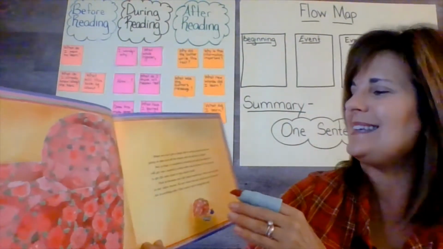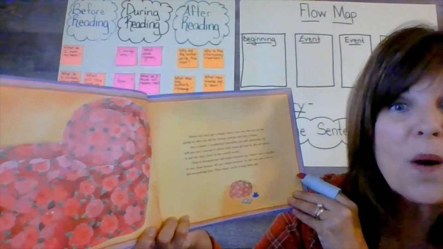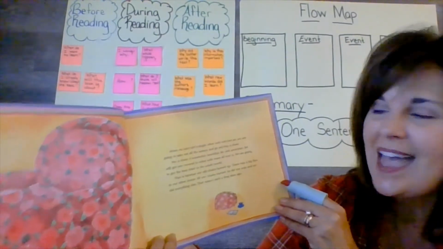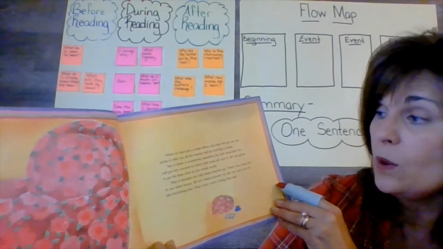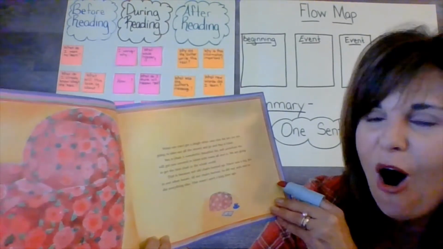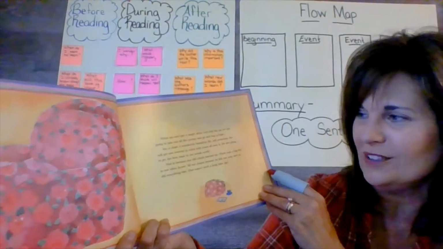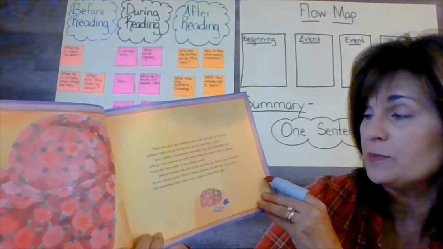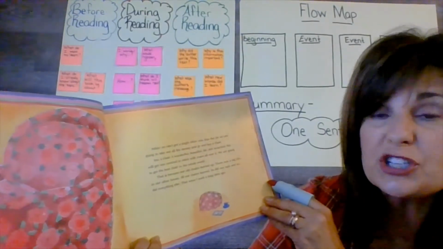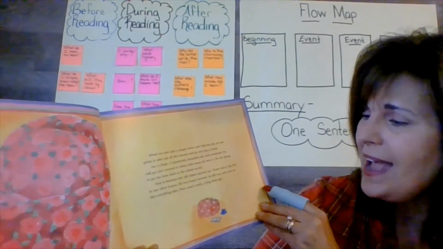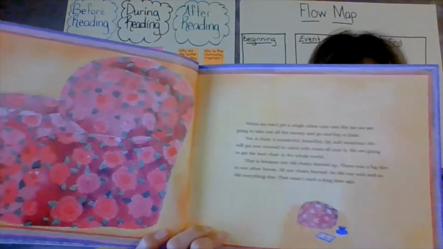When we can't get a single other coin into the jar, we are going to take out all of the money and go buy a chair. Yes, a chair, a wonderful, beautiful, fat, soft armchair. We will get one covered in velvet with roses all over it. We are going to get the best chair in the whole world. That is because our old chairs burned up. There was a big fire in our other house. All of our chairs burned. So did our sofa, and so did everything else. That wasn't such a long time ago.